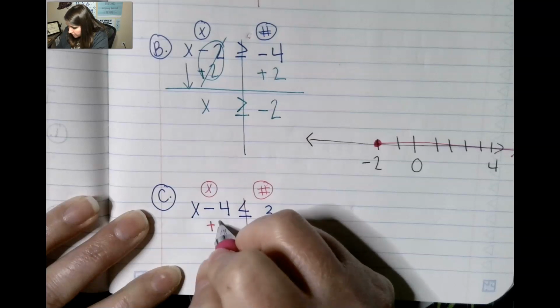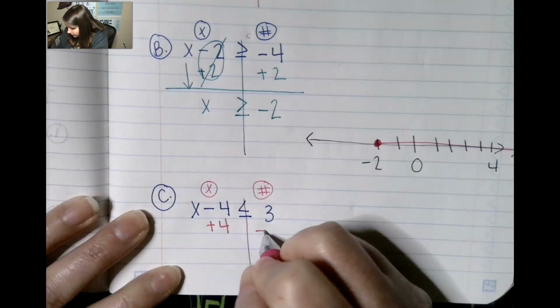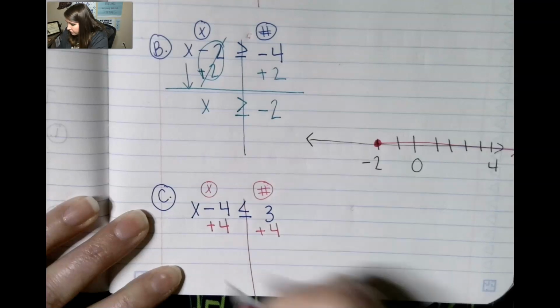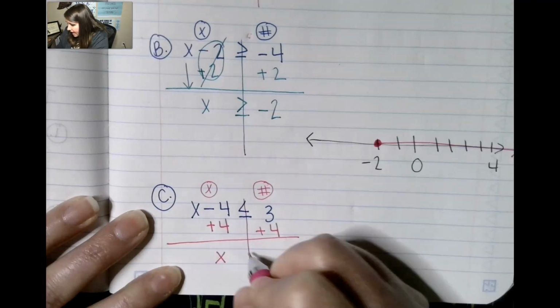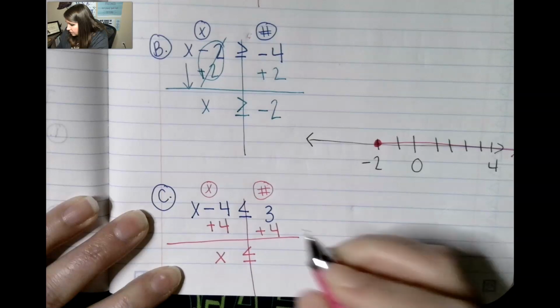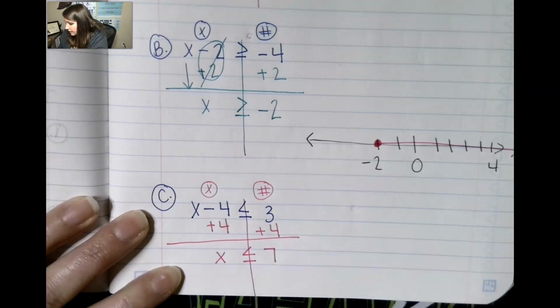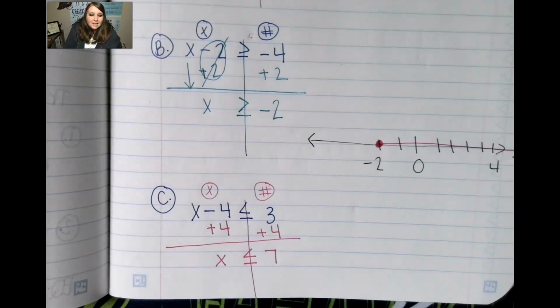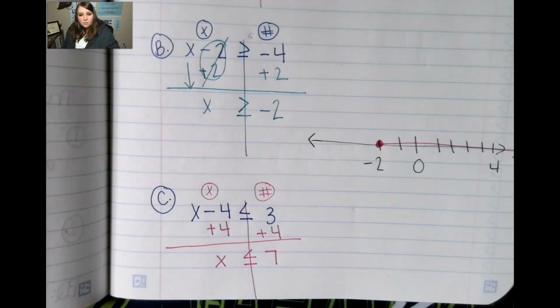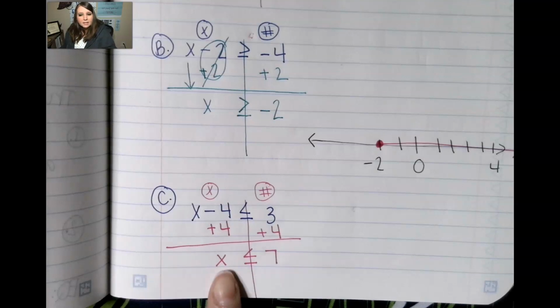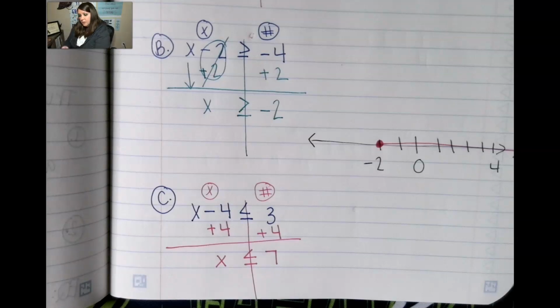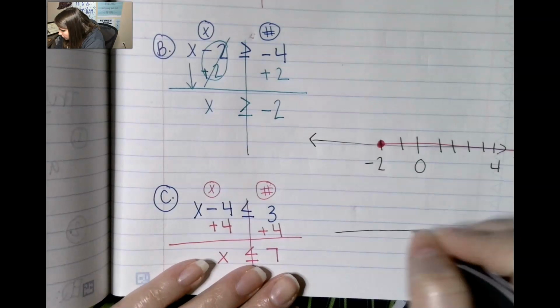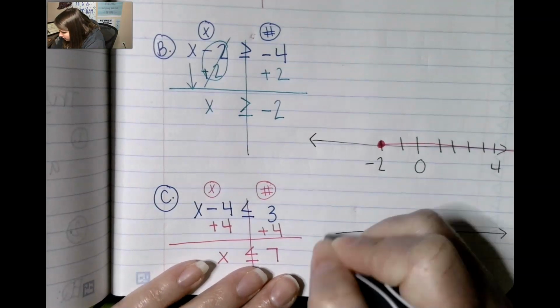So we're going to do the opposite, which is add 4, and do the opposite, which is add 4. So this says x is less than or equal to 7. Okay, now that we know that the solution for x is going to be less than or equal to 7, we are going to go ahead and draw a number line. And then we're going to graph it on the number line.